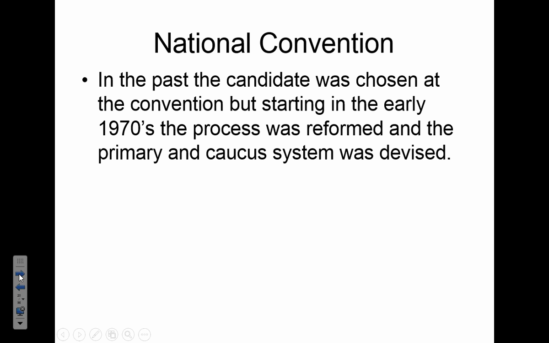There is not a certain order that has to be. The states set their own time for the most part. However, New Hampshire by law says that they have to be the first primary. So if anybody moves their primary in front of New Hampshire, New Hampshire will move it in front of theirs. They want to be number one. Iowa is the first caucus.